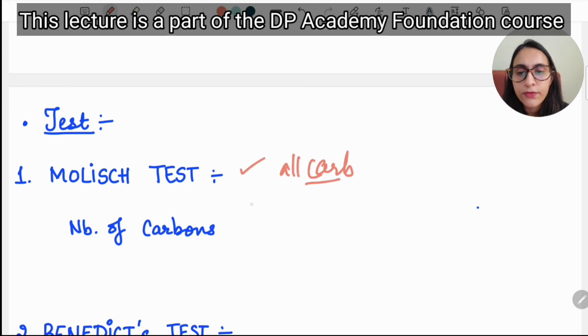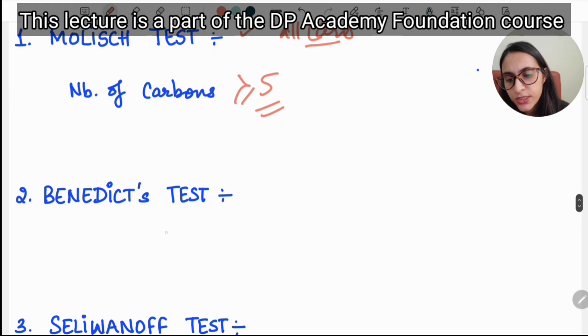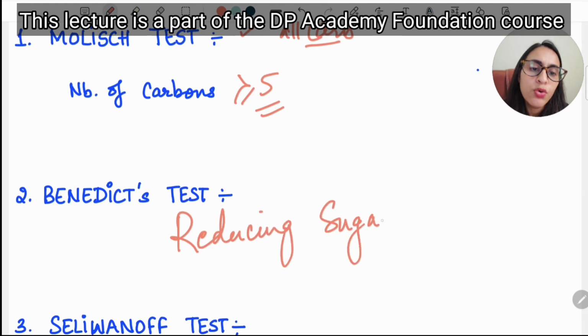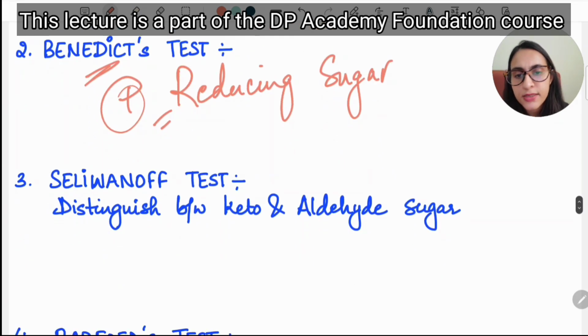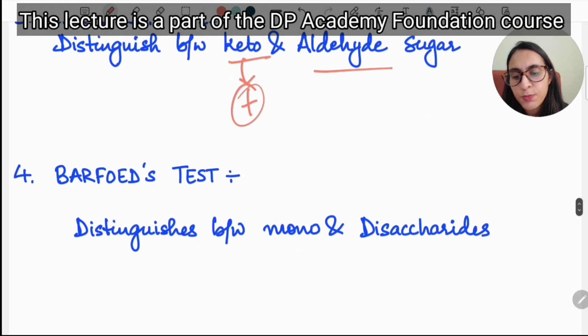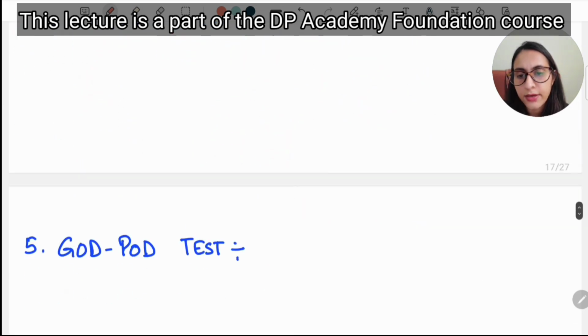So, the tests for carbohydrates. Molisch test is a general test given for all carbohydrates, and if the carbon number is greater than or equal to 5, the Molisch test is positive. Benedict test, a very important test, is given by reducing sugars. We have already covered that all monosaccharides are reducing sugars, so all monosaccharides give a positive Benedict test. So Benedict test is positive for all reducing sugars. Seliwanoff test distinguishes between the functional groups, the keto group and the aldehyde group, and it is positive for keto sugars. Barfoed test is positive for monosaccharides, and therefore it distinguishes between a monosaccharide and a disaccharide.